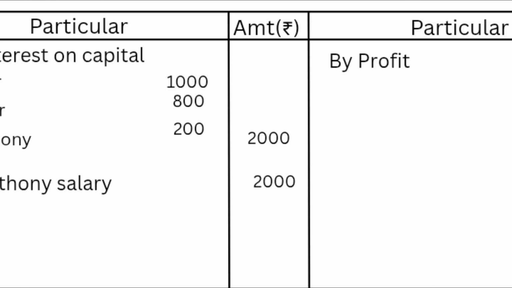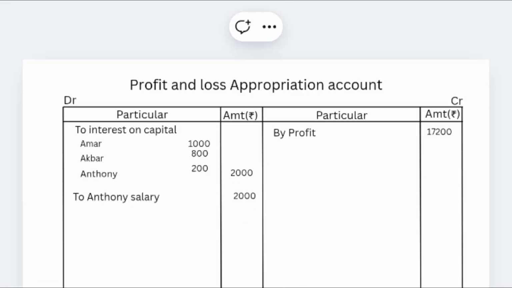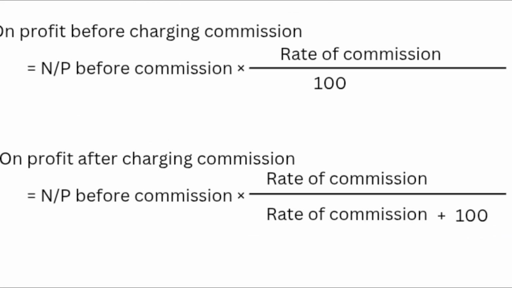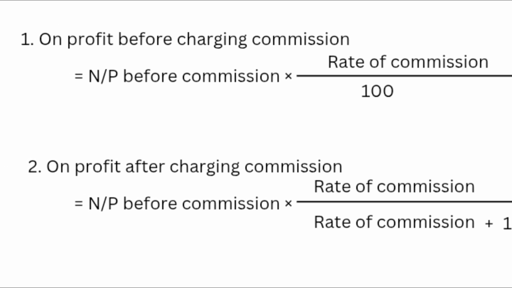The third item is Akbar's commission. This one we have to calculate because it is after charging such commission. We calculate it using this formula: net profit before commission into rate of commission divided by rate of commission plus 100. But if profits are taken before charging commission, the formula will be net profit before commission into rate of commission divided by 100.